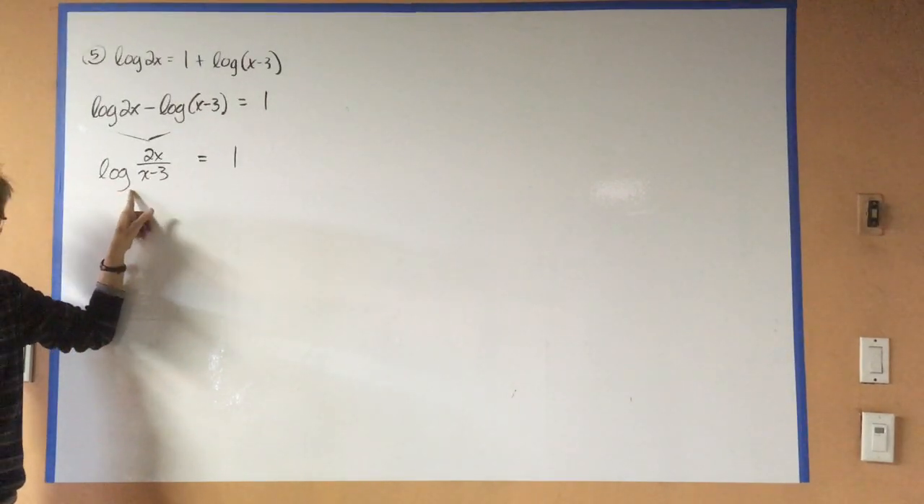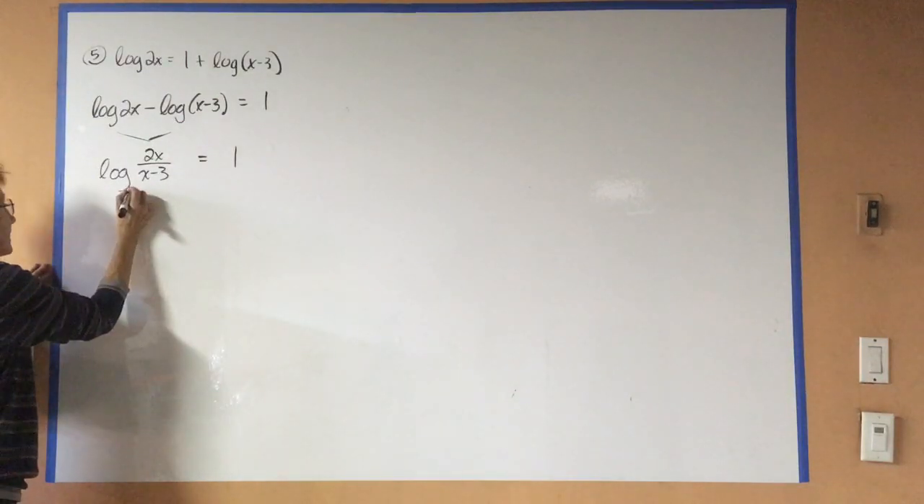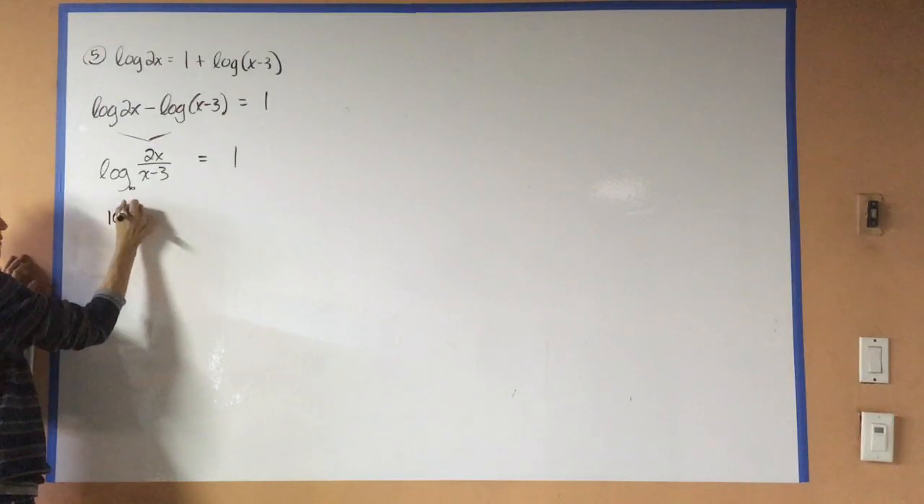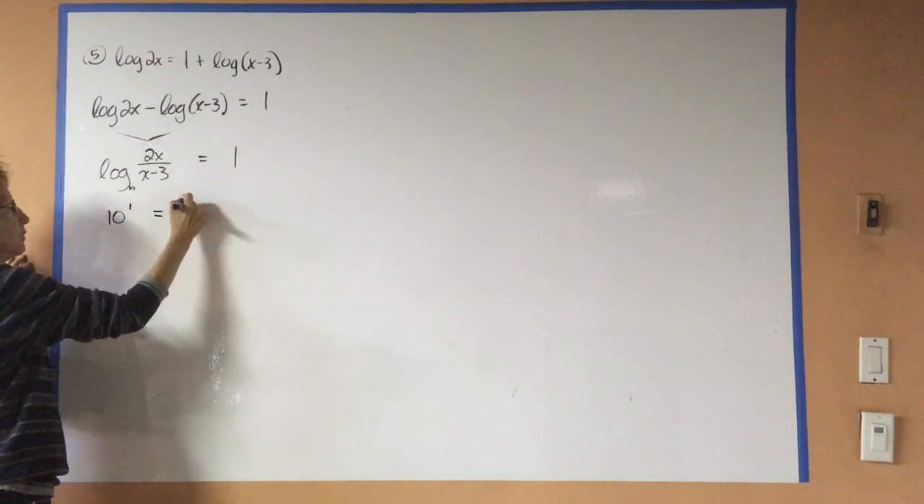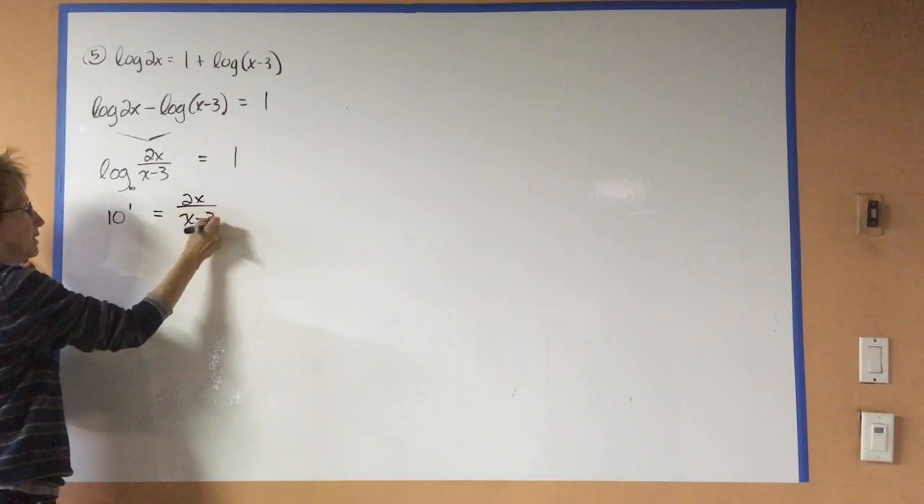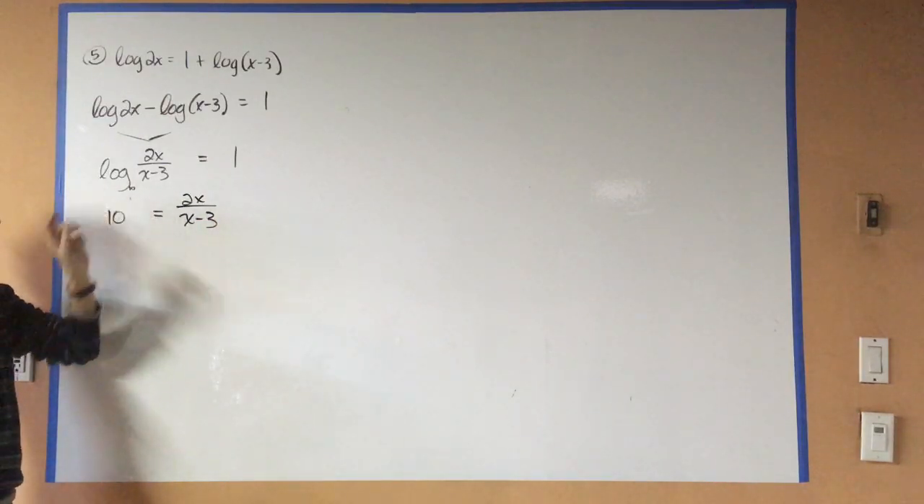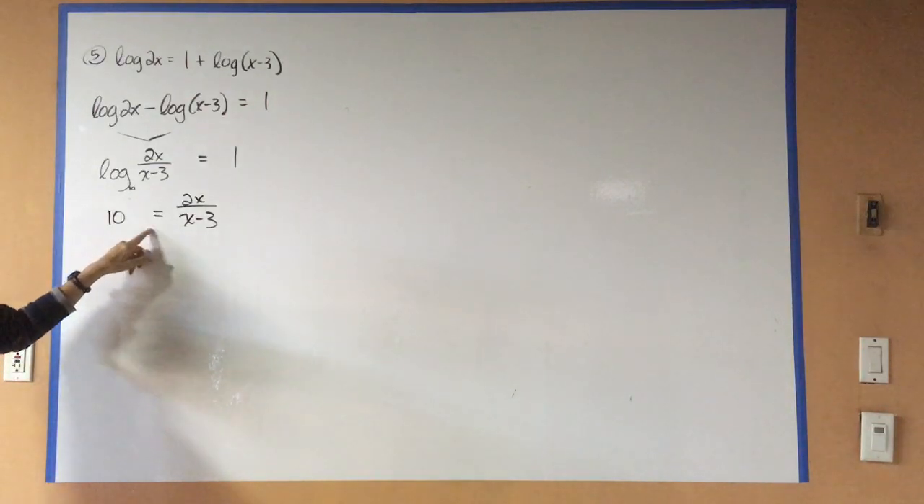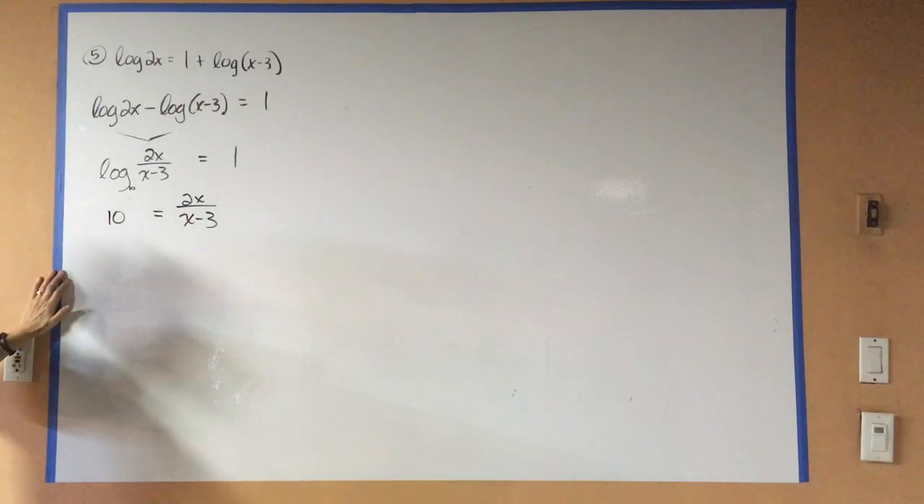Oh, what's the base here? What's the understood base here? 10. So write it in if you need to see it. So 10 to the power of 1 has to equal the argument, which is 2x over x minus 3. And 10 to the power of 1 is 10, right? So there's my equation. 10 equals 2x over x minus 3.